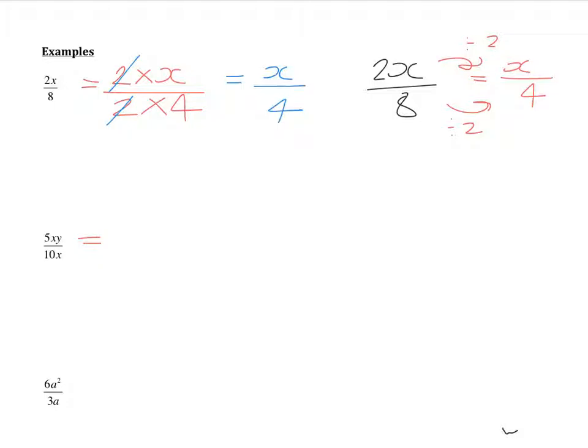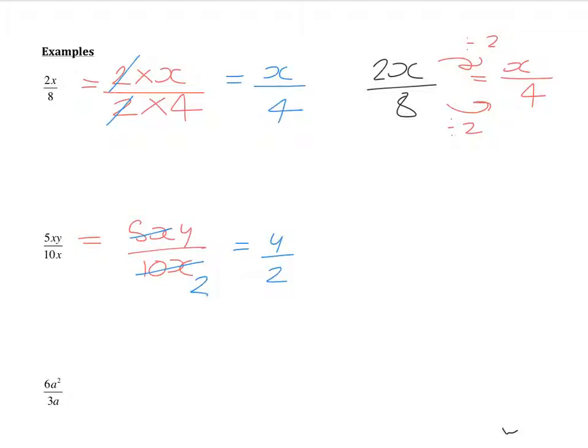Now, if we're working through this quickly, if we just write out the question a little bit larger, we could say that the numerator, if we divide through by 5x, we're simply left with a y. In the denominator, if we divide that by 5x, we're left with a 2, so the answer is y over 2.